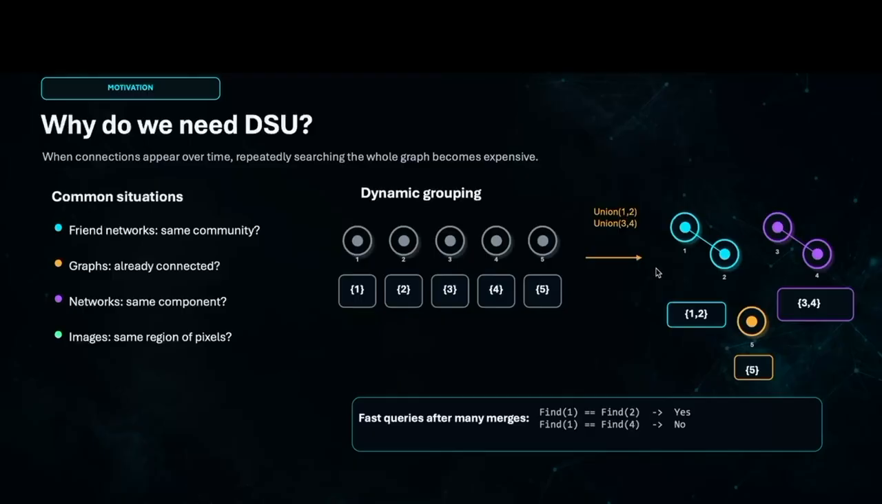To answer these questions, we need to find the root of node 1. It is node 1 itself. Then we find the root of node 2. It is also node 1. Now, if we ask, are node 1 and node 4 in the same group? The root of node 1 is node 1, but the root of node 4 is node 3. The roots are different, so no, they don't belong to the same group. That is the core power of DSU. It handles many merges and still answers these queries fast.